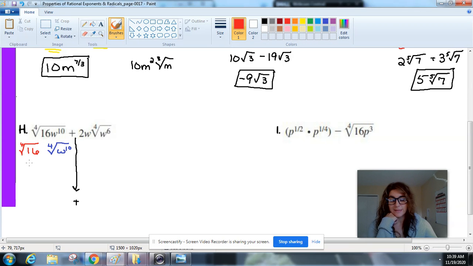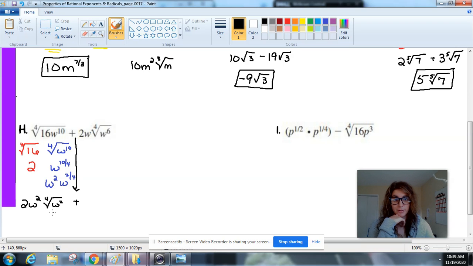4th root of 16, that is 2. The 4th root of w to the 10, I'm going to rewrite it as 10 over 4, which can be reduced. Mixed number is w squared to w to the 2/4. Again, don't reduce your fractions in this case because we don't want to change our radical. We want to keep them the same. So this side ends up becoming 2w squared and the 4th root of w squared on the inside.